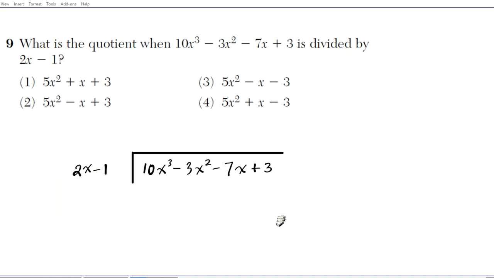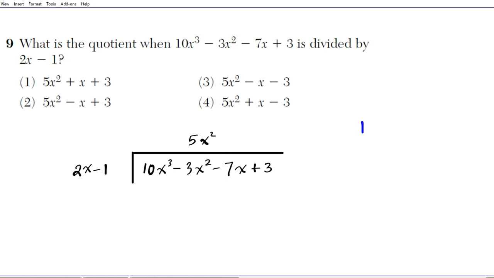the question you ask yourself is 2x times what gives you 10x to the third? Alright, so let's see. 2 times what gives us 10? 2 times 5. And then x times what gives you x to the third? x times x squared. Or you can just say 10x to the third divided by 2x.